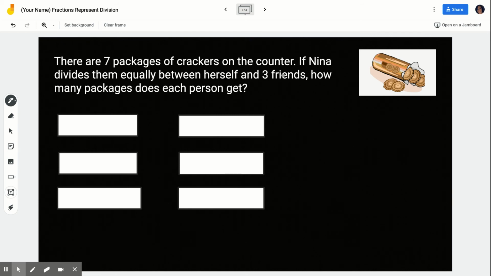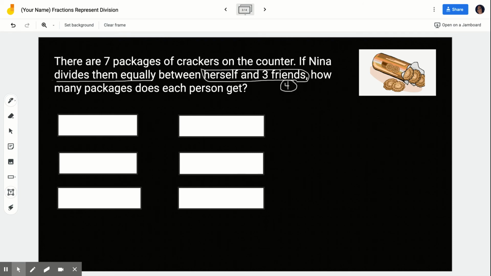If Nina divides them equally, these are some keywords that we were talking about yesterday: divides equally, shares. These all indicate division. Between herself and 3 friends, how many packages does each person get? So herself and 3 friends are going to all be those number words. Herself counts as 1. 3 friends count as 3 more. So altogether, we are splitting these crackers between 4 people, not 3 people.